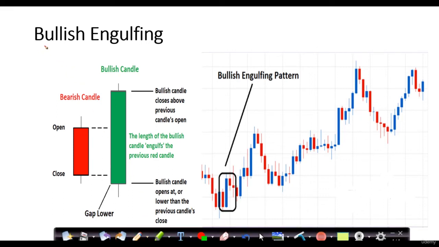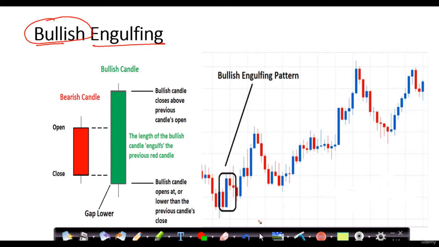The topic of this video is bullish engulfing. The bullish engulfing is very easy to trade. Now let me explain what is meant by bullish engulfing. As the name suggests, the bullish engulfing is a pattern for buying or bullishness in the market. Now, how does it look?